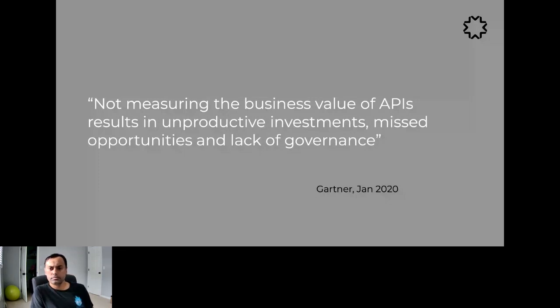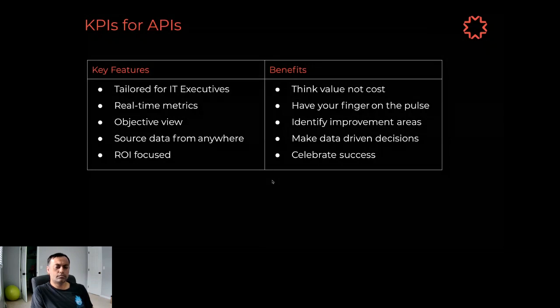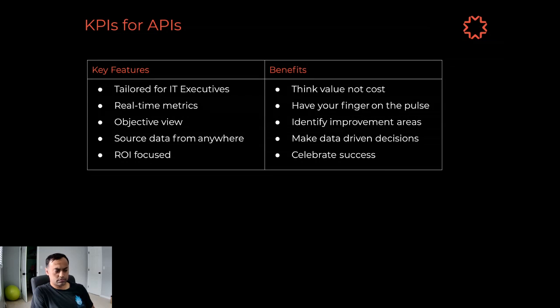So we heard all this stuff from our customers, and we looked at this quote from Gartner. That kind of inspired us to put something together. We call it KPIs for APIs, and we started on this little internal project. Some of the goals we set for ourselves, from a feature perspective, it should be tailored for IT executives. That means these key stakeholders who are asking these very high level questions should be able to get the information they want out of this dashboard.